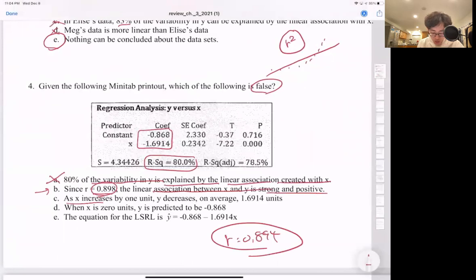As x increases by 1 unit, y decreases on average. That's perfectly true because that's the slope. When x is 0 units, y is predicted to be negative 0.868. That is the y-intercept, so that's true.